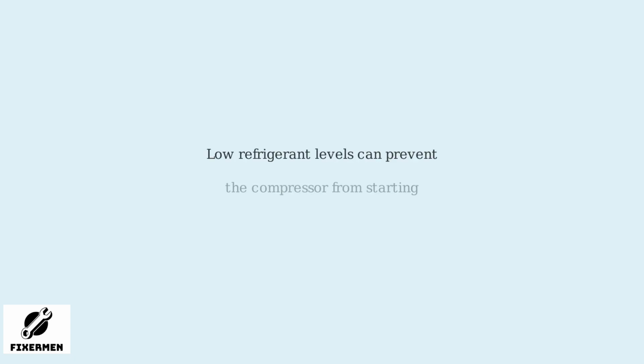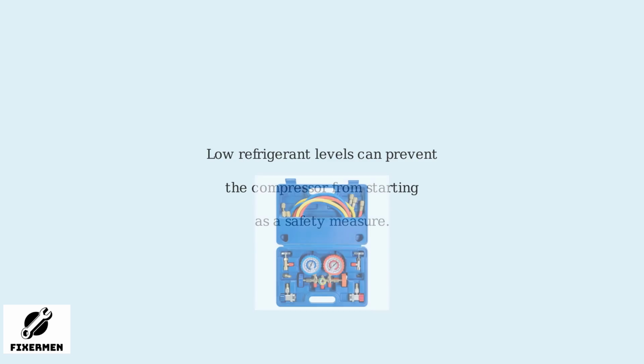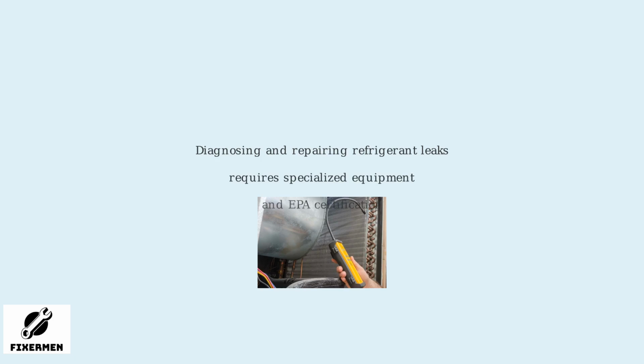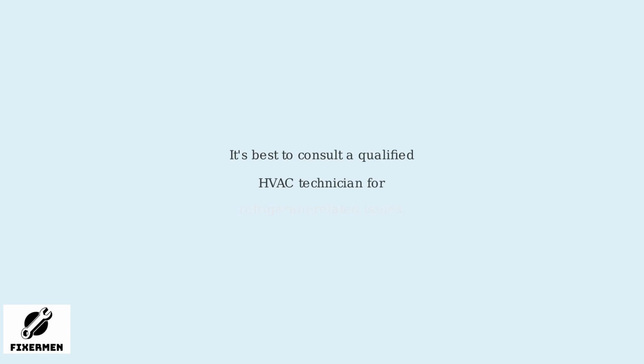Low refrigerant levels can prevent the compressor from starting as a safety measure. If you suspect a leak, you'll need a manifold gauge set to check the refrigerant pressure. Diagnosing and repairing refrigerant leaks requires specialized equipment and EPA certification due to environmental regulations on refrigerants like HCFCs. It's best to consult a qualified HVAC technician for refrigerant-related issues.